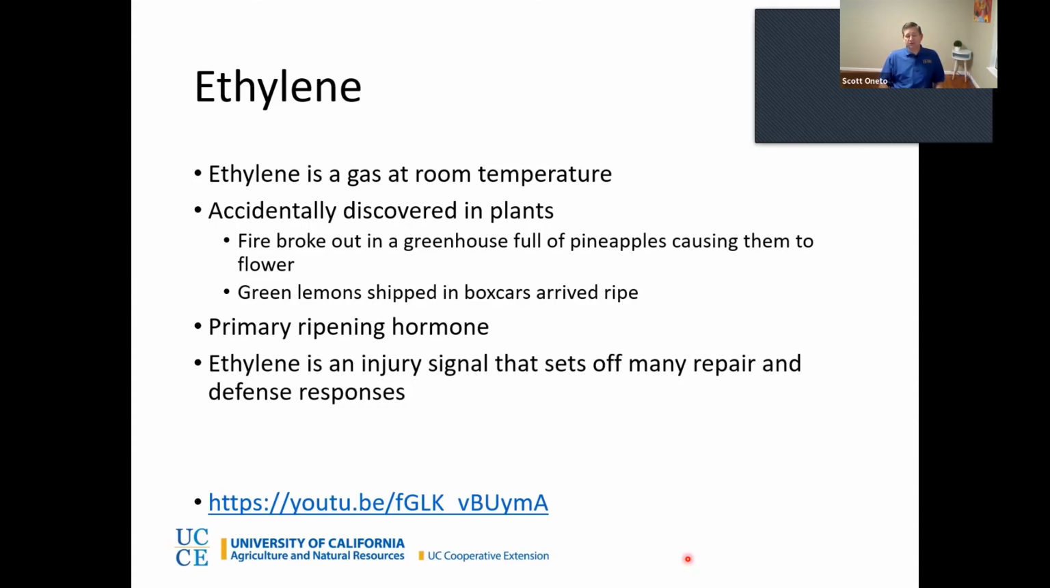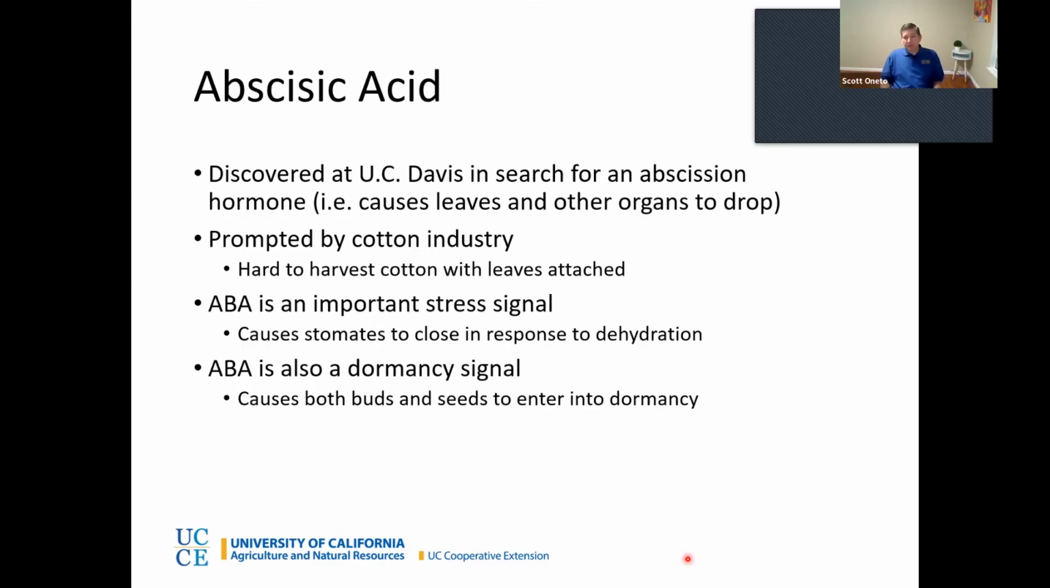So, if you ever buy bananas, they're often gassed with ethylene. They're picked super green, gassed with ethylene to promote that ripening process to make them ripen. And then we have the last one here, which is abscisic acid. Abscisic acid is important as a stress signal.